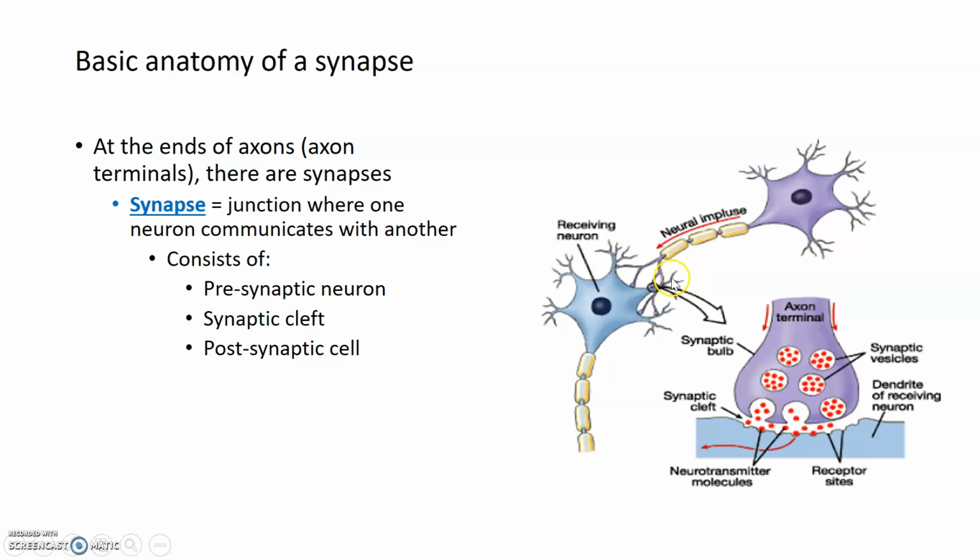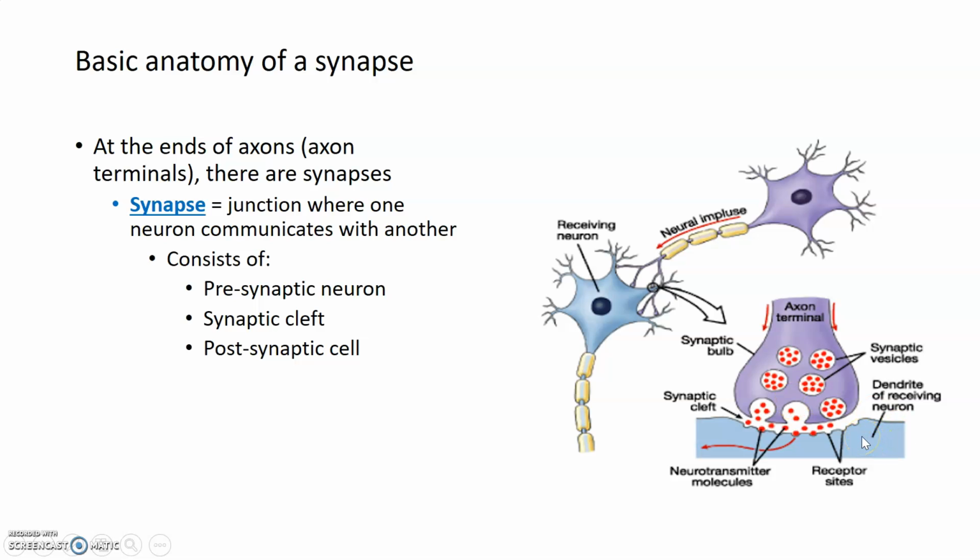At the ends of the axons, there are axonal terminals or synapses. And synapses are considered a type of junction where one neuron communicates with another or where a neuron communicates with another cell. But what you'll notice is that at this synapse here, the axonal terminal does not actually touch the receptor sites or the receiving neuron. There's a synaptic cleft, a little bit of a space in between the axon of one neuron and the dendrite of another. And that means that an electrical impulse can't pass directly from this axon terminal to this dendrite.